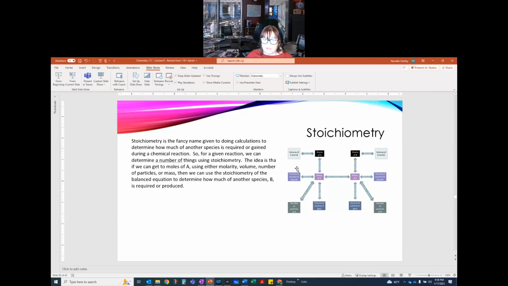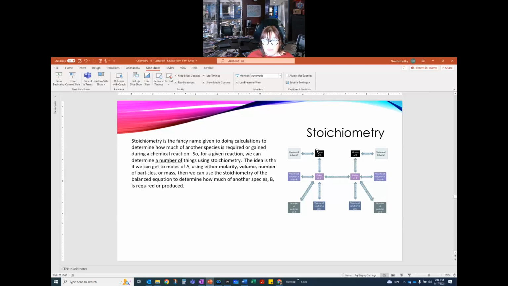Now, once I can figure out all of these things about A based on the conversions in between them, we usually want to talk about how we get from something measuring A to something measuring B, whether that be another reactant or a product. We can do that by using the stoichiometric coefficient, the factor that comes from that balanced chemical equation.